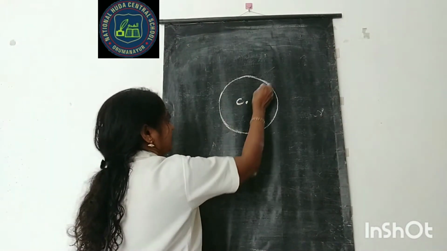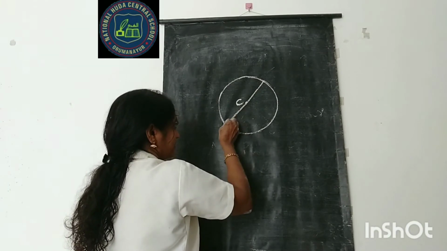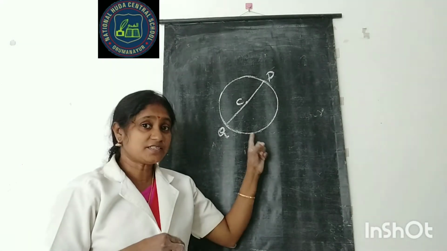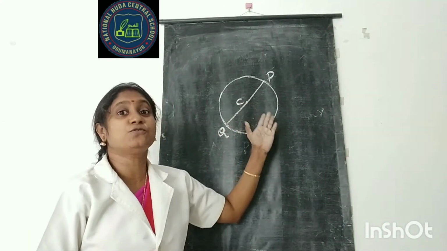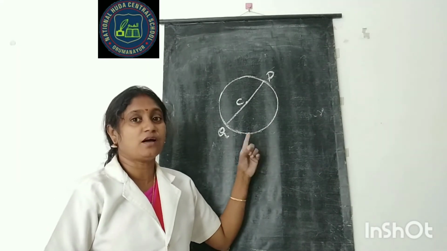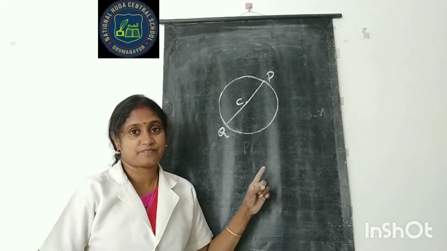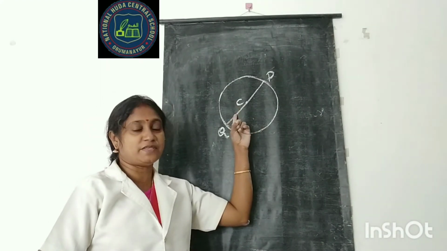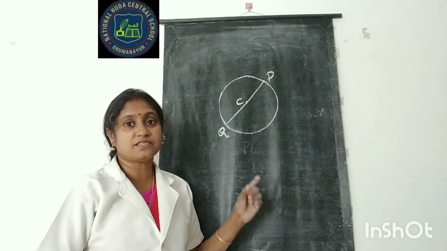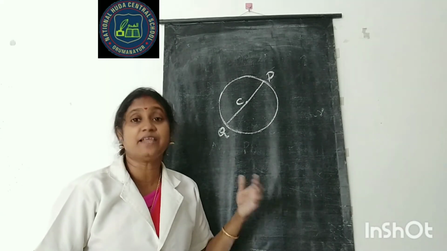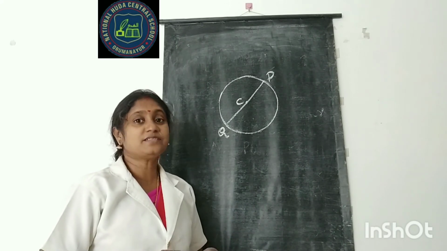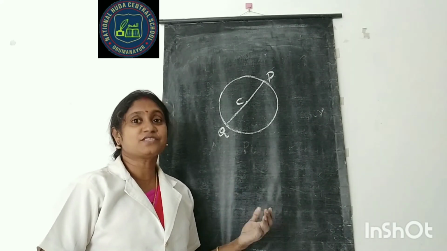Now, PQ is the diameter of the circle. This diameter divides the circle into 2 equal halves, and each is called a semicircle. This is a semicircle, and this is also a semicircle. So, a half circle is called a semicircle. A diameter divides the circle into 2 equal halves. It is called a semicircle.